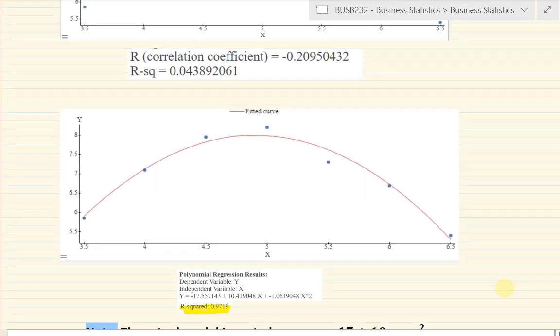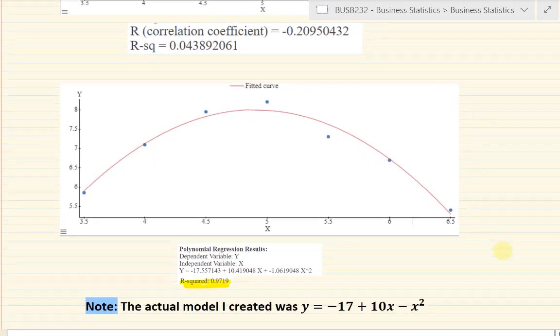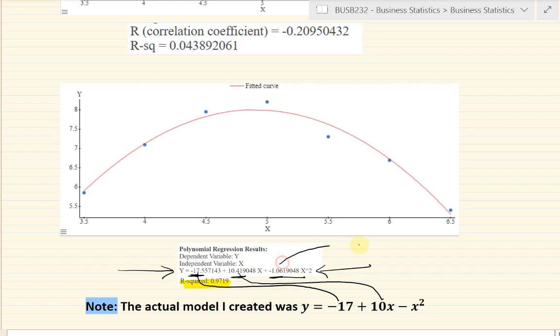Now, just to look at the equation here, by the way. And this is the fitted parabola. The numbers: negative 17.5, 10.4x, negative 1.06x squared. That's what that is. Now, look at this negative 17, look at this one, 10.4, look at that. And negative 1.06, look at this, that's close to negative 1. The actual model that I created is this model.